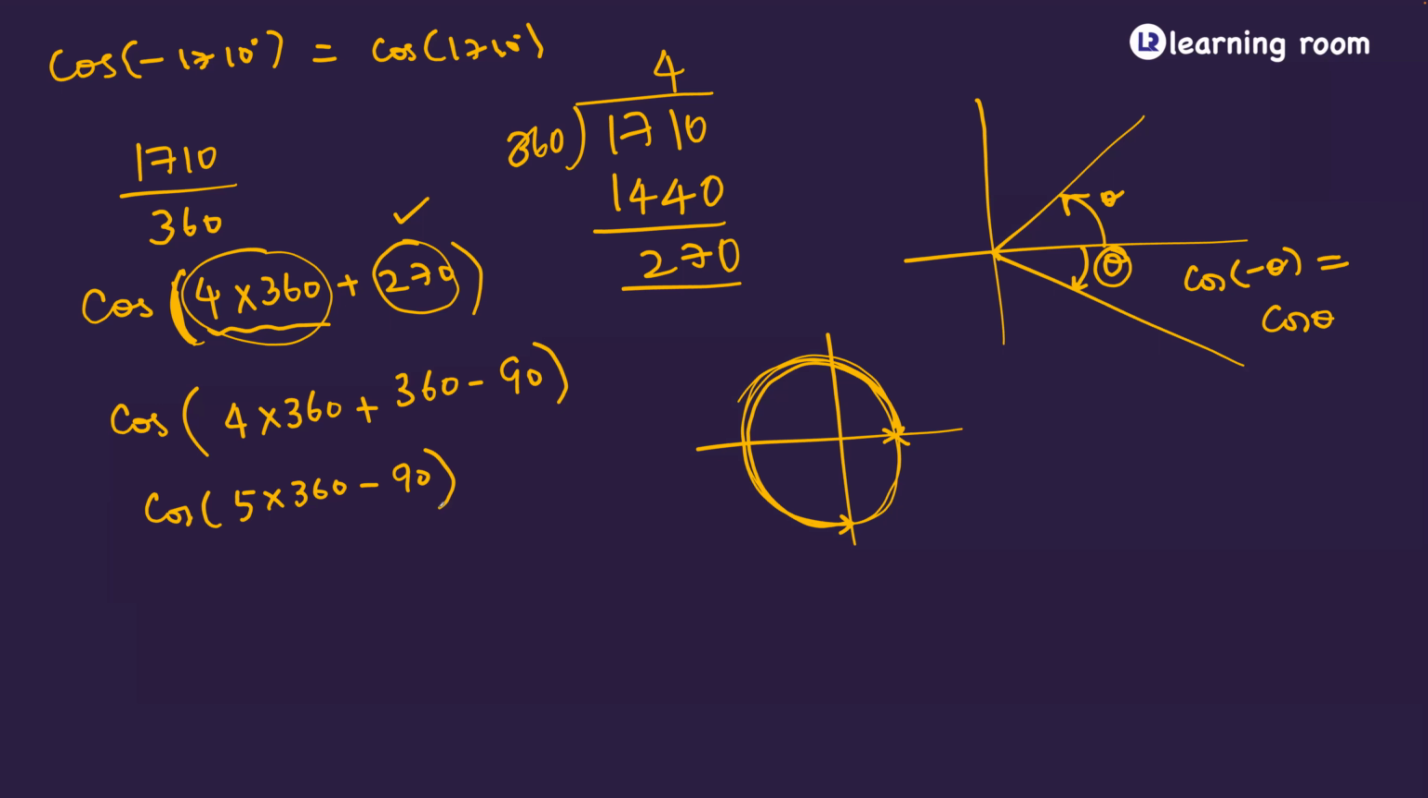5 into 360 means I completed 5 full rotations. Minus 90 means I have come back in this direction, so fourth quadrant. So this value will be cos of 90 itself. But what is cos of 90? That's the answer.